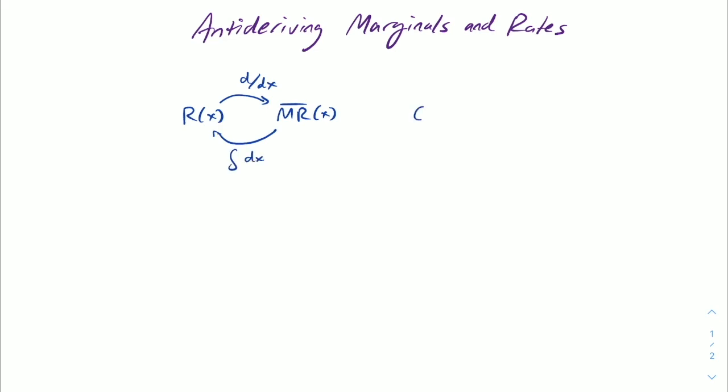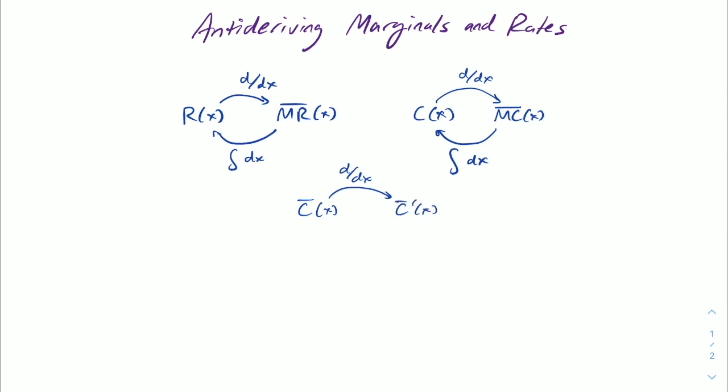This is also true for cost and marginal cost. If we want to go from cost to marginal cost, we differentiate or take the derivative. And if we want to go from marginal cost to the total cost, we antiderive. This is true for rates also. If I have the rate of change of an average cost function, represented by the derivative of c bar, we can go from that rate to the original average cost using an integral.